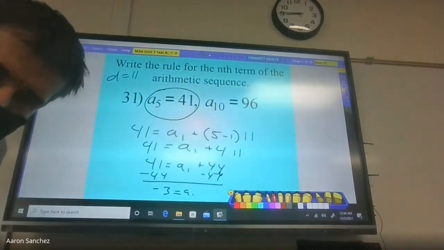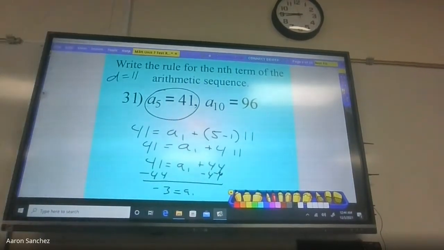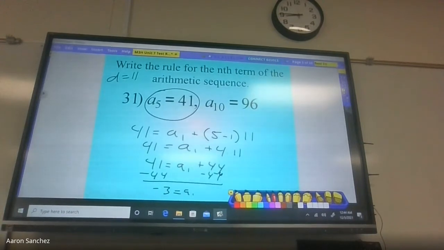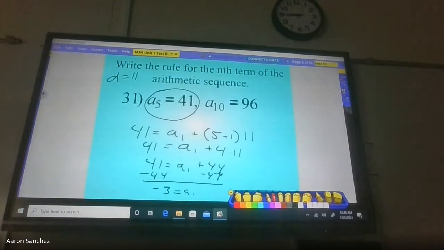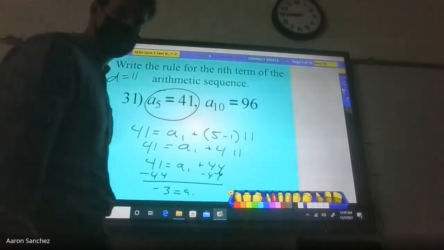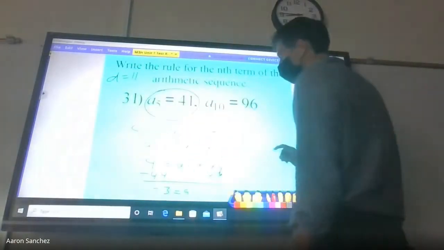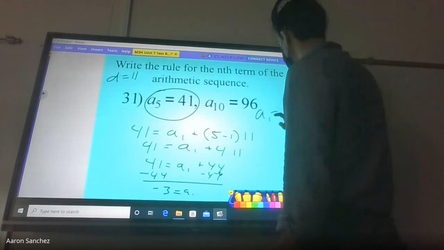Can you guys see that? I'm turning the whole thing off. There's like a glare. There's still like a glare. I see on my other camera.